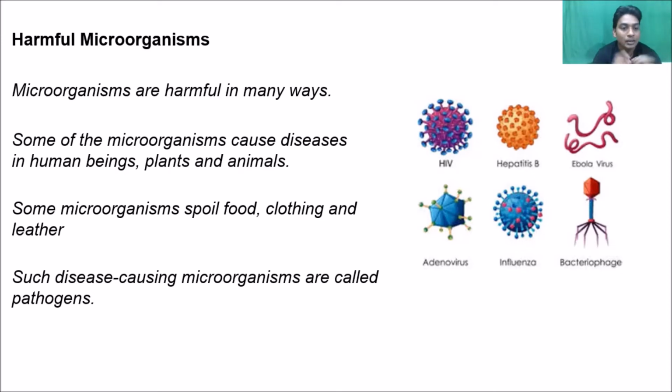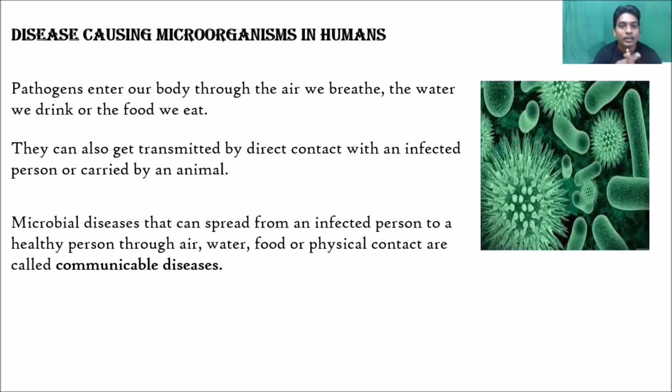Pathogens are nothing but the microorganisms which cause disease in human beings, plants and animals. They not only cause disease, but they also spoil food, clothes and leather. We will discuss in detail the harmful effects of microorganisms in animals, plants and human beings one by one. Going into it, first, disease causing microorganisms in humans.